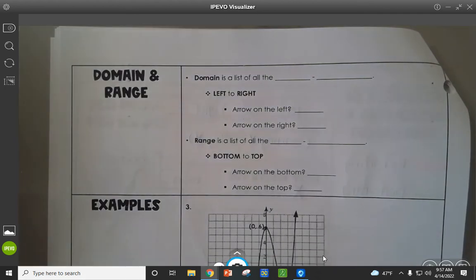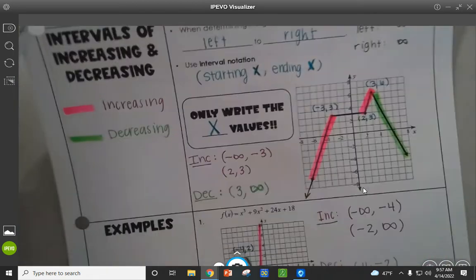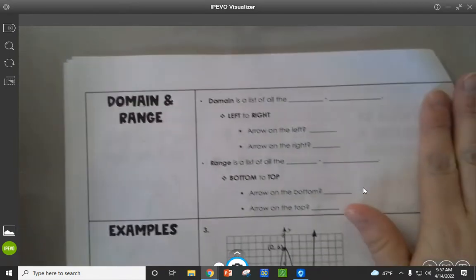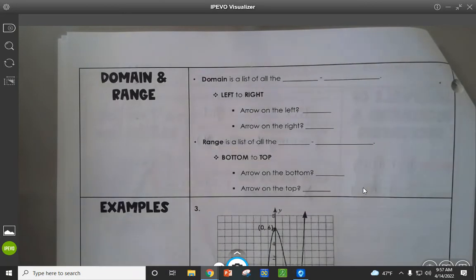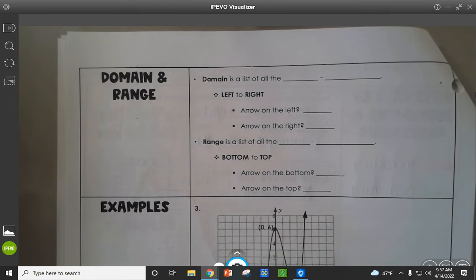All right. So we're finishing the 6.3 notes. The last thing we did was increasing and decreasing. And this is kind of the last thing that has to do with the graphs. We're going to do domain and range. These terms should not be brand new to you. We've done domain and range before.